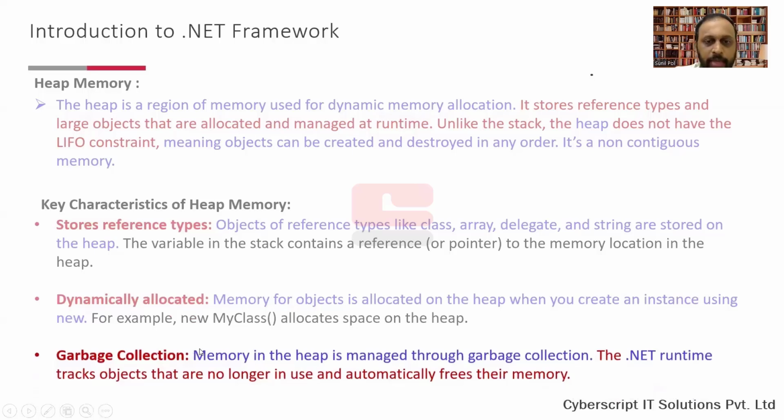Garbage collection: memory in the heap is managed through garbage collection. As we are aware, stack is maintained by the runtime environment, and as soon as any function returns a call to its calling function, the memory would be deleted from the stack memory. In case of heap memory, that is managed by the garbage collector. The .NET runtime tracks objects that are no longer in use and automatically frees their memory.